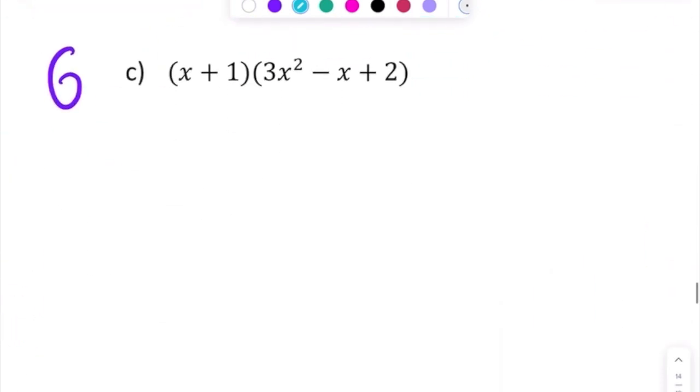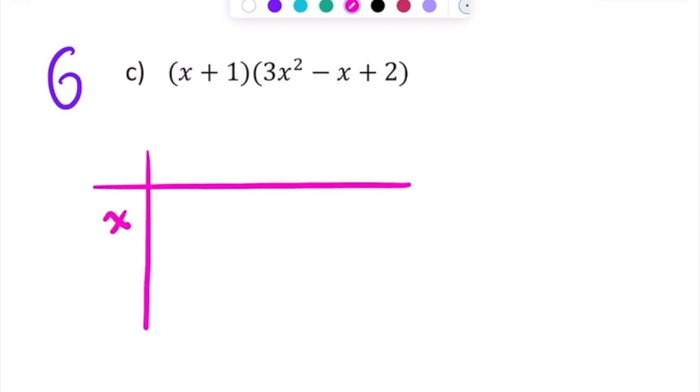All right. Taking a look at C here, grid method. I'm going to make my T-chart. I'm going to put x plus 1 along the left-hand side.